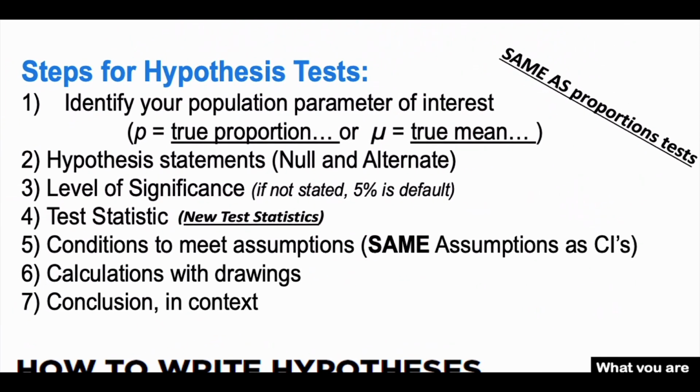It's literally the same steps, the same 7 steps. Now, are they all the same? No. Number 1 is different. Number 4 is a different formula. Number 5, some of the conditions look a little different, but essentially it's the same 7 steps. Okay.